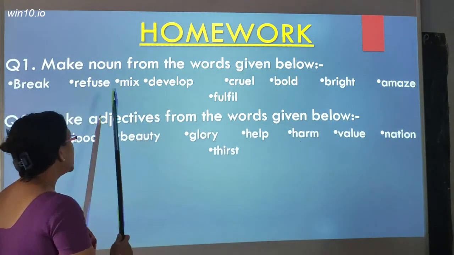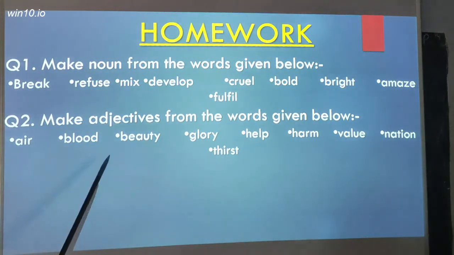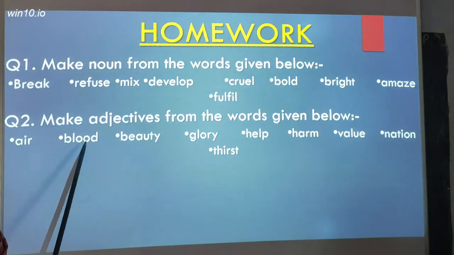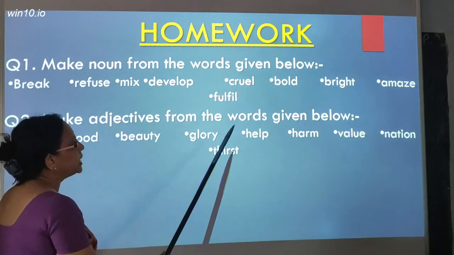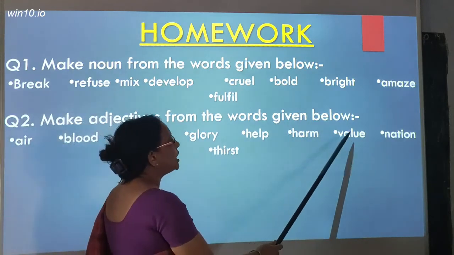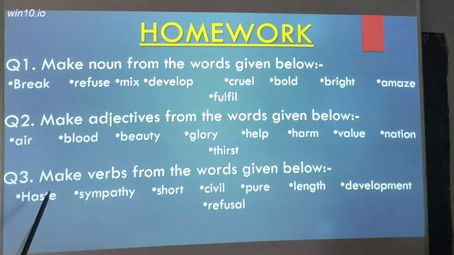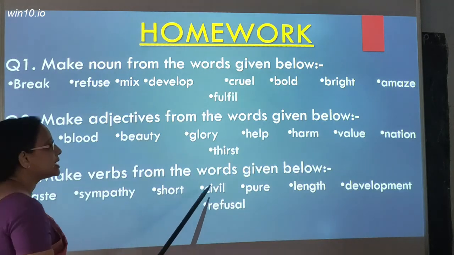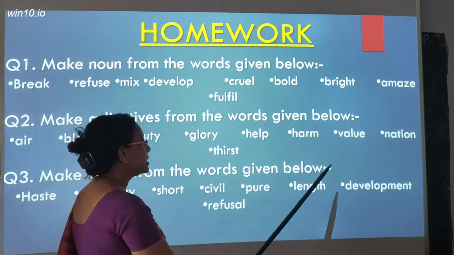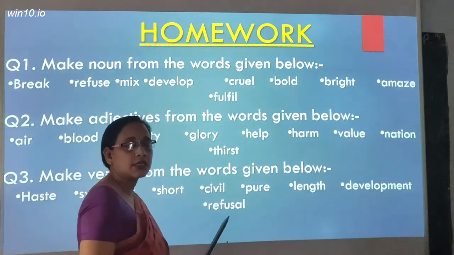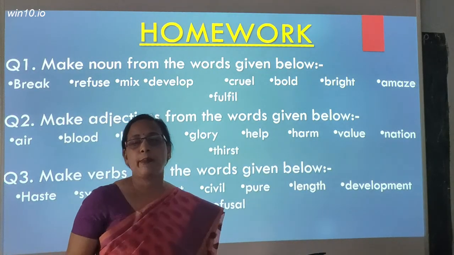You have to make adjectives from these words, and the words are air, blood, beauty, glory, help, harm, value, nation and thus. Now in the third question you have to make verbs from the words given below, and the words are haste, sympathy, short, civil, pure, length, development and diffusion. So this is all about word formation.